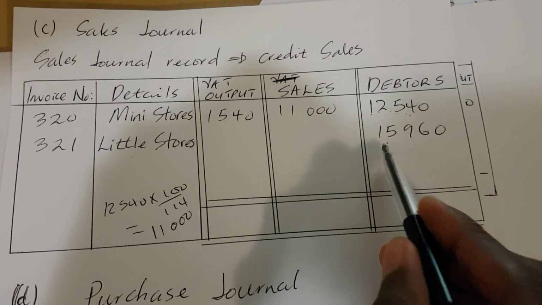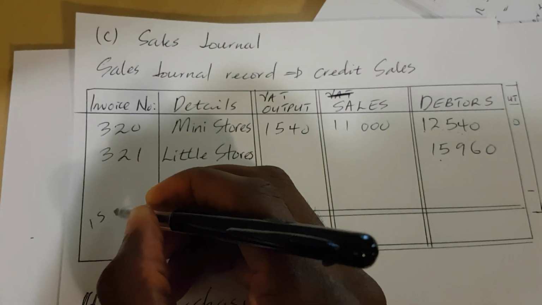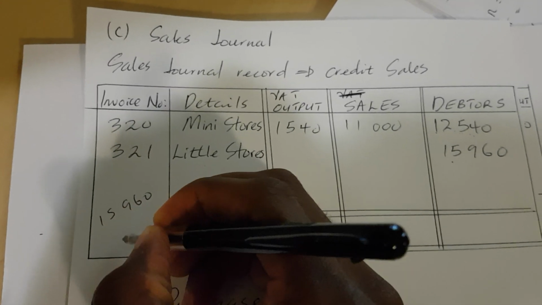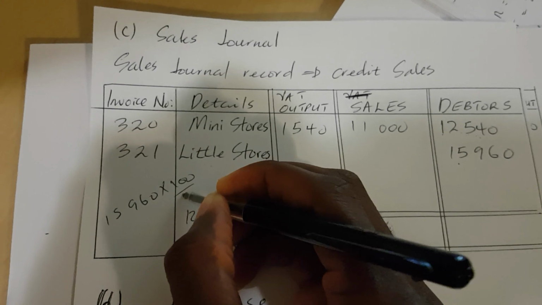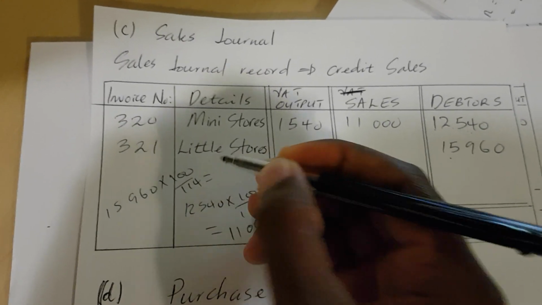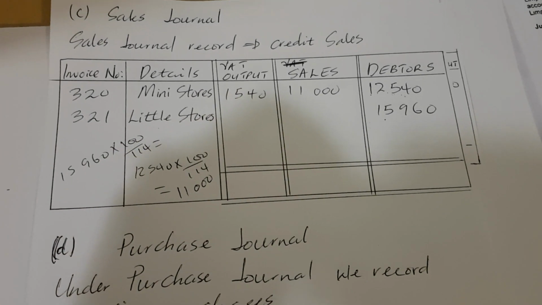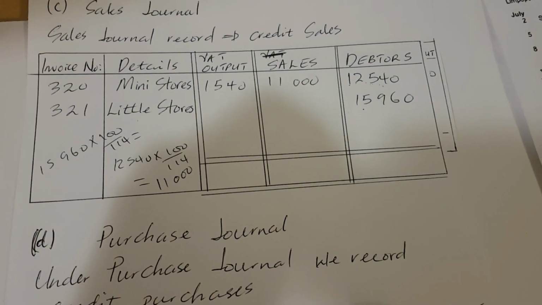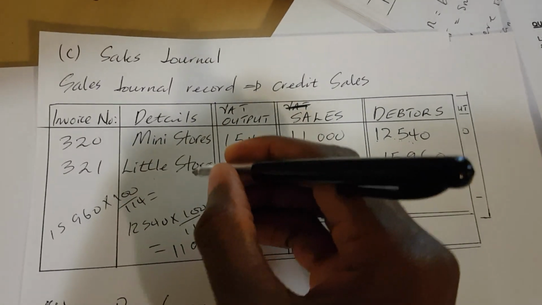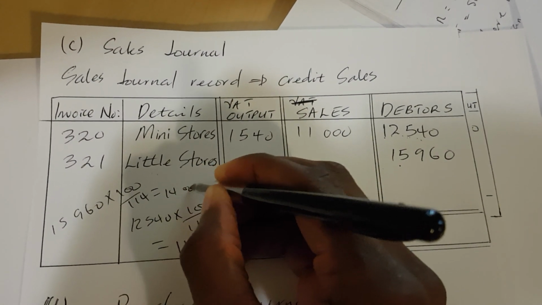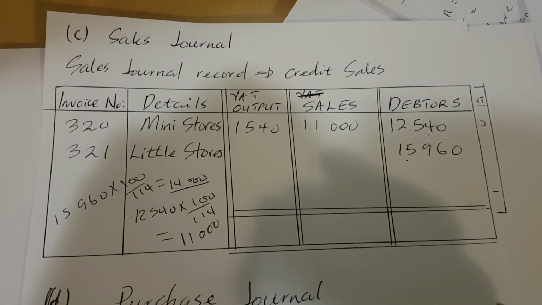We must subtract the amount of VAT. So I'm going to say 15,960 times 100 divided by 114, and then we're going to get 14,000. So we're going to get 14,000 here. It means the VAT is not inclusive.